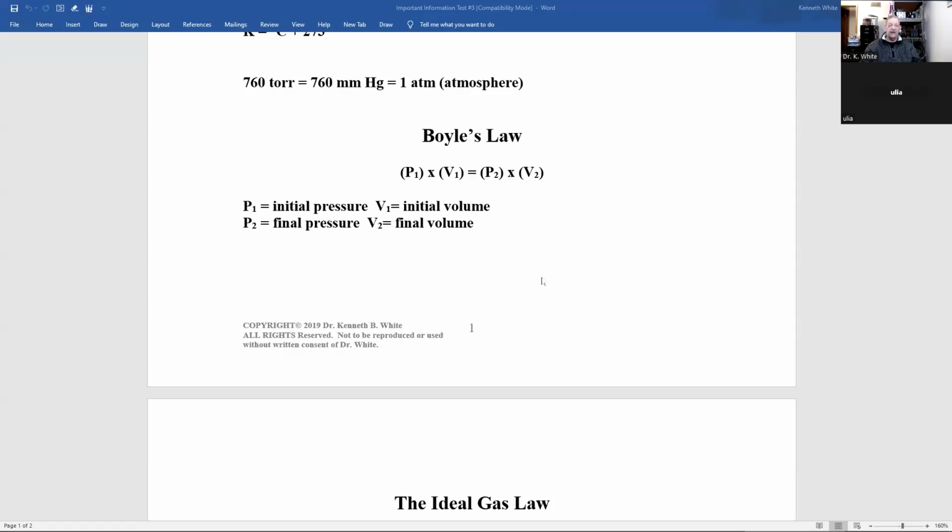And if you look on your screen, Boyle's law, P1 times V1 equals P2 times V2. Now, what is P1, V1, P2, V2? Good question. P1 is the initial pressure. V1 is the initial volume where you start. P2 is the final pressure, and V2 is the final volume. And Boyle's law is P1 times V1 equals P2 times V2. Pressure and volume can be any units of pressure and volume. They're not restricted to one thing.